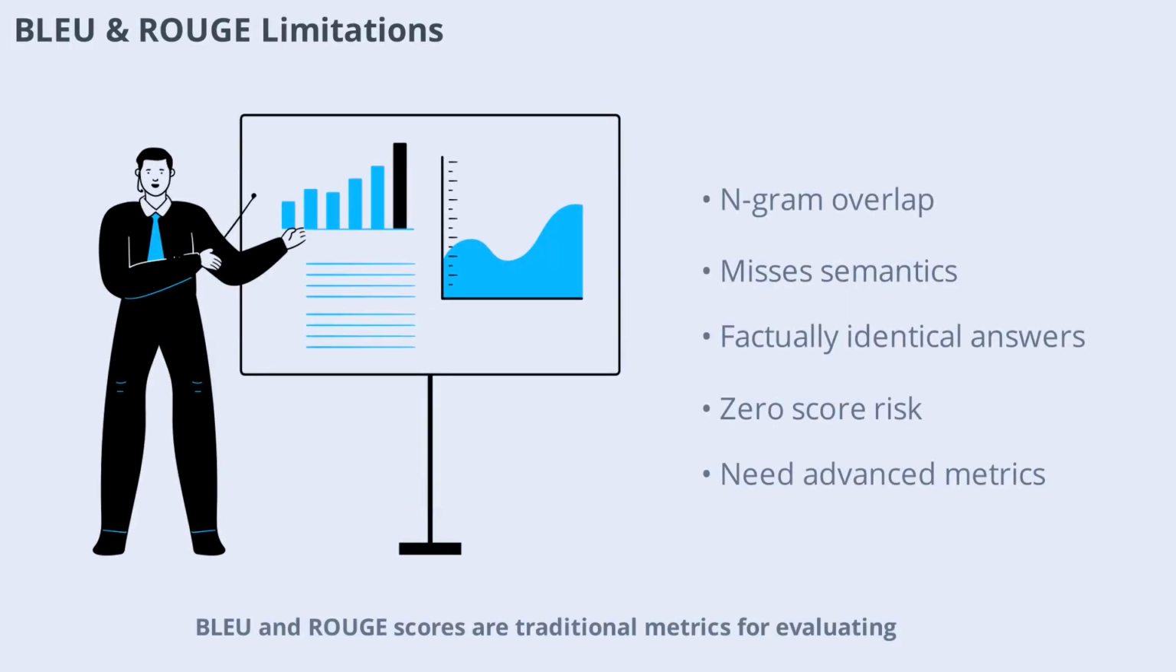BLEU and ROUGE scores are traditional metrics for evaluating generated text based on n-gram overlap with reference answers. However, they fall short for modern LLMs as they don't capture semantics. A model can generate a factually identical response using synonyms, yet score 0 if there's no n-gram overlap. For LLMs, more advanced metrics are needed to assess true answer quality and relevance.